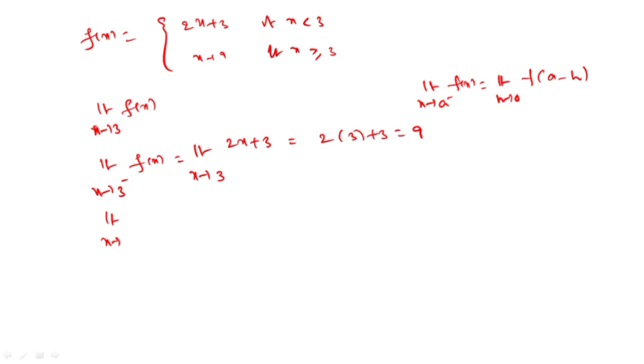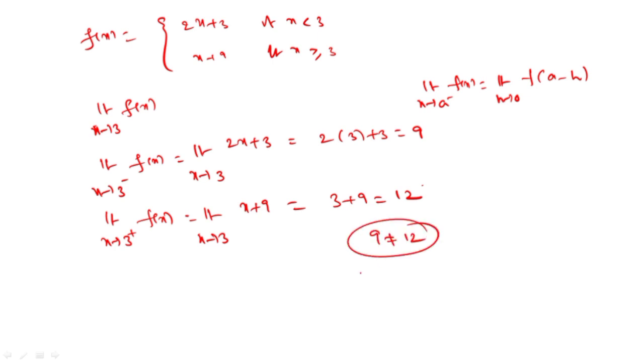Similarly, I go for the right hand limit, x tends to 3 plus of f of x. On the right side of 3, the function will be x plus 9, that is 3 plus 9, which is 12. So these both are not the same, 9 is not equal to 12, therefore the limit does not exist. If these both are the same, then we call it that the limit exists, the limit of the given function. But these two are not the same, therefore the limit does not exist.